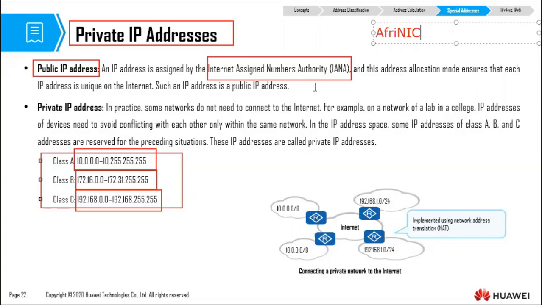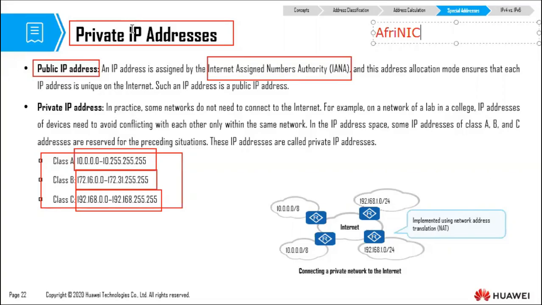Now, it is public IP addresses that are used to access the internet. So you cannot use a private IP address. It cannot be routed on the internet.